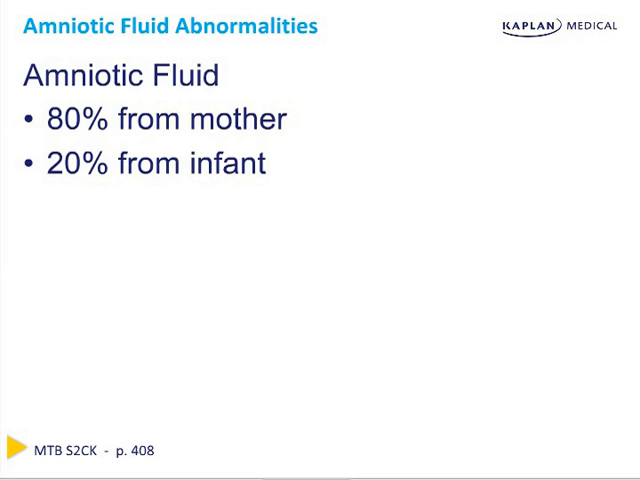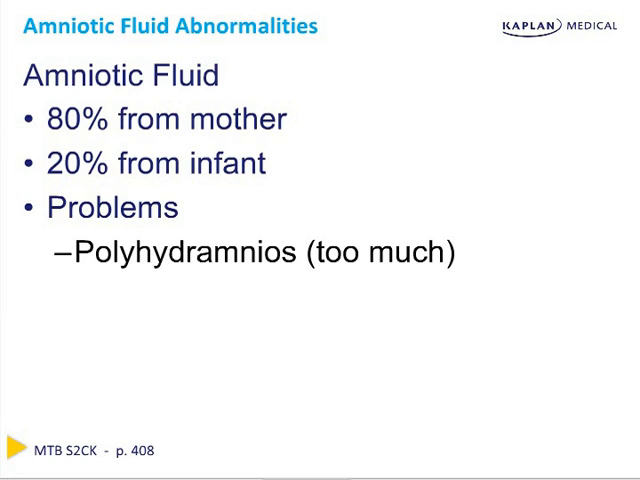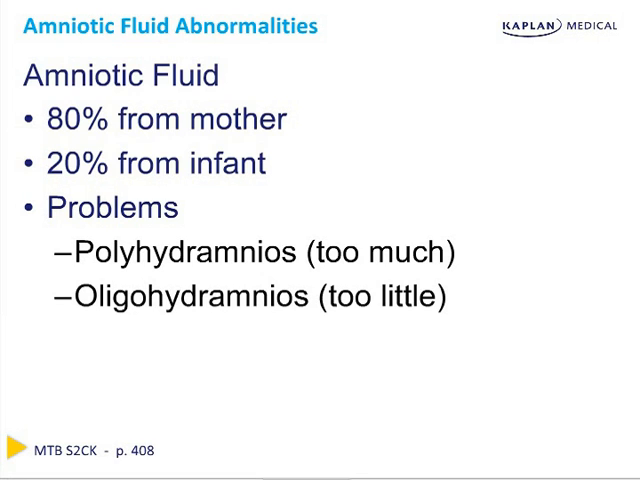with amniotic fluid production. So the problems with amniotic fluid largely come in two flavors. You either have too much amniotic fluid, which is called polyhydramnios, or you have too little amniotic fluid, and that's oligohydramnios, and they have different causes and different consequences.